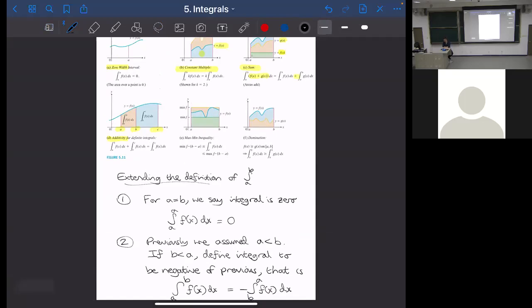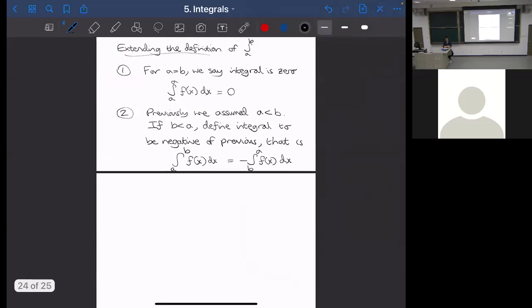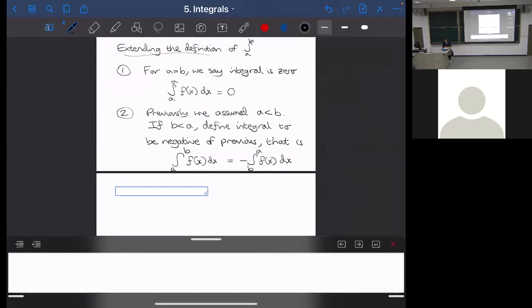Okay, so this gives another integral rule. So there's another few rules for integrals here in the picture. We'll do those next time. But for now, let's do some examples of what we have already.